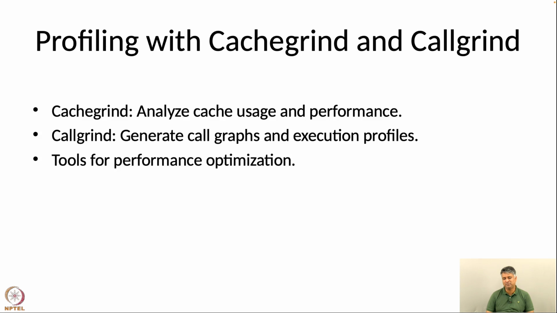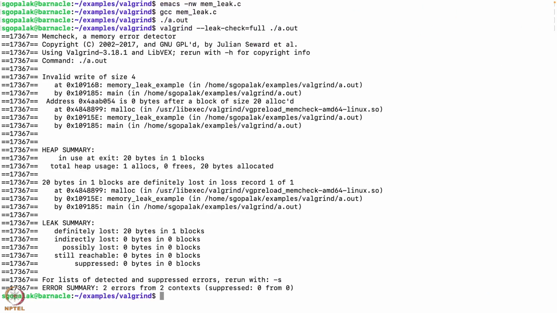gprof was a very basic profiler, but it still gave us a lot of useful information to figure out where we need to focus our efforts in either optimization or parallelization of the code. First, we will now see how Cachegrind is used to analyze cache usage and performance. For this, we will begin with a simple matrix multiplication code.